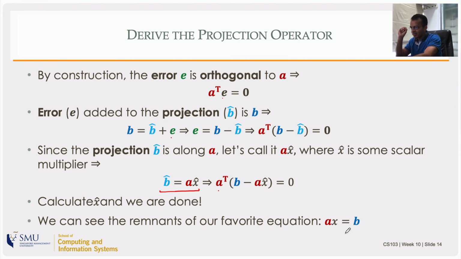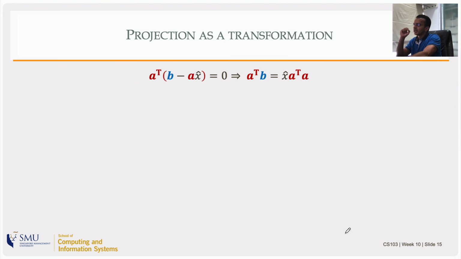It is already there. Everything somehow comes back to Ax = b in our course. So let's look at it again. I have A transpose, that is a dot product of A with the error vector, b minus the projection, which is A x hat, is equal to 0. If I just expand it and move this to the right hand side, I get A transpose b is equal to A transpose A x hat. Okay, so I can get x hat right there.